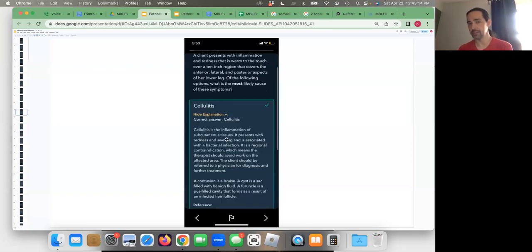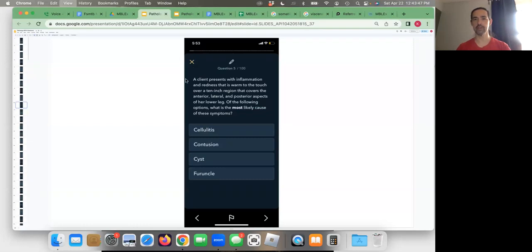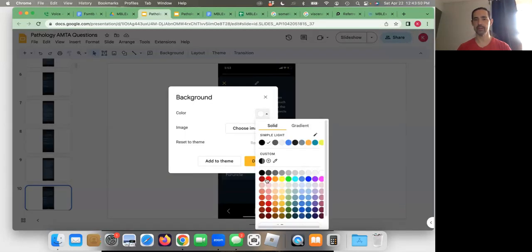That's inflammation of the subcutaneous tissue just below the skin. It presents with redness and swelling and is associated with a bacterial infection. It's a regional contraindication, which means the therapist should avoid work on the affected area. The client should be referred to a physician for diagnosis and further treatment. A contusion is a bruise. A cyst is a sac filled with benign fluid. A furuncle is a pus-filled cavity that forms as the result of an infected hair follicle. So now we know what a cyst and a furuncle are. You guys had a little trouble with that one. So I'm just going to mark that as red.